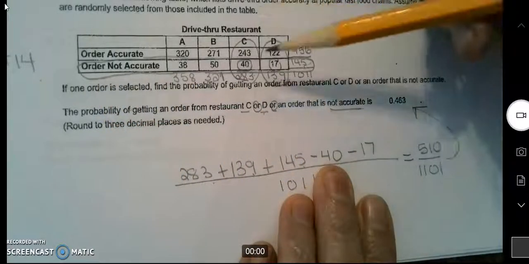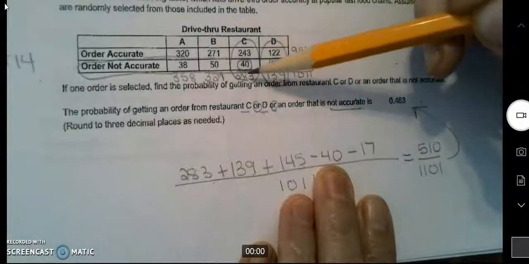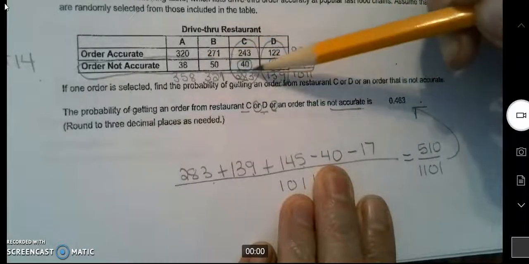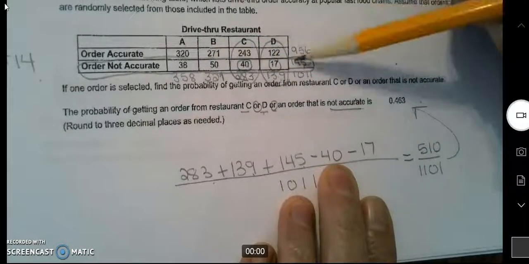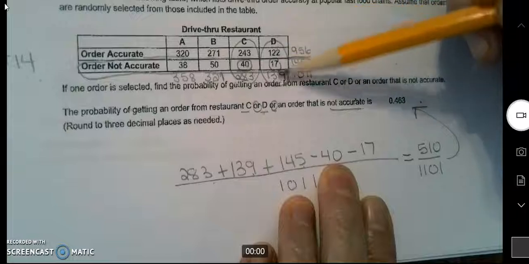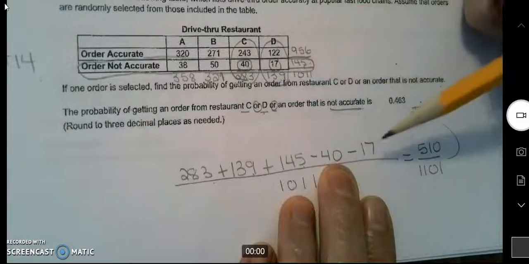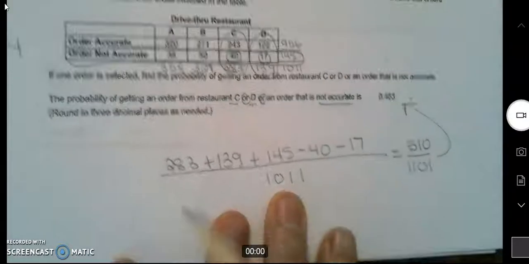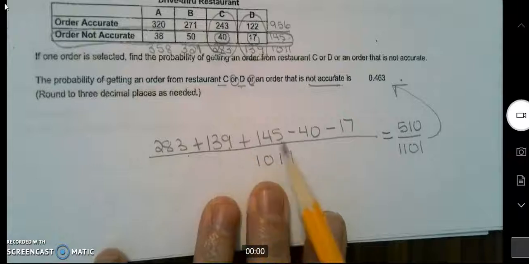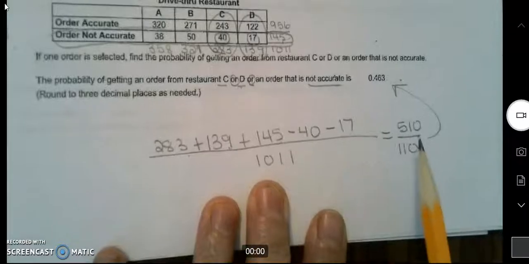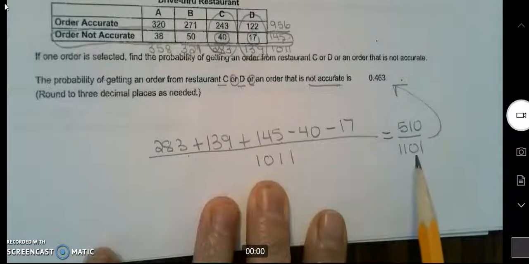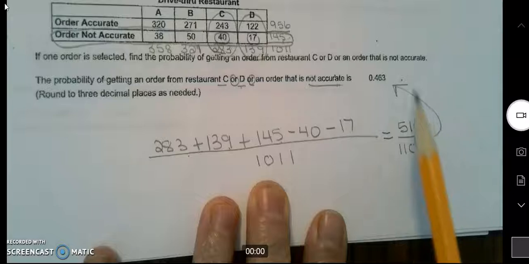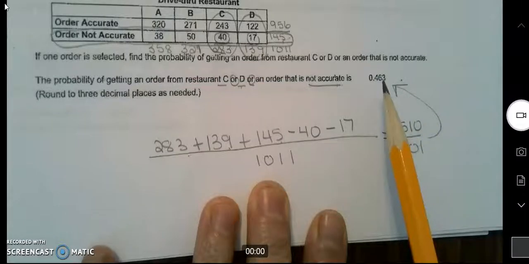And then if you notice, this 40 is added twice, so that's counted more than once. So I'm going to subtract that out. It's right here. And the same thing with the 17. It's adding this total and also this total, so I'm going to subtract that out. If you go ahead and add these numbers and subtract the 40 and 17, you'll get 510 over the total. And if you go ahead and divide that, you get 0.463.